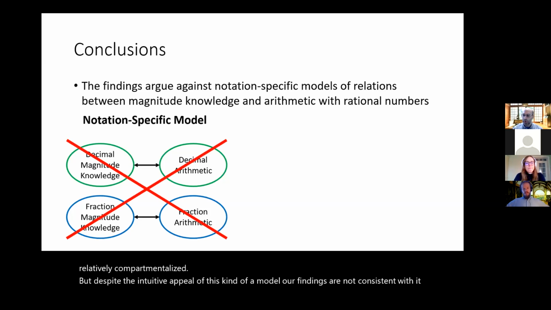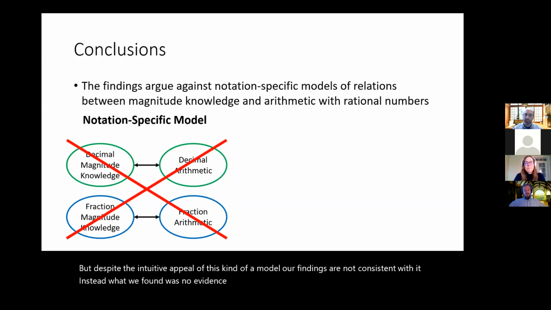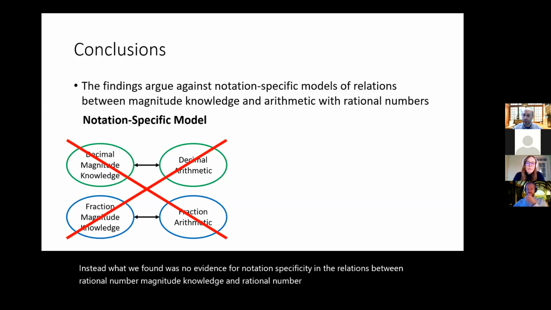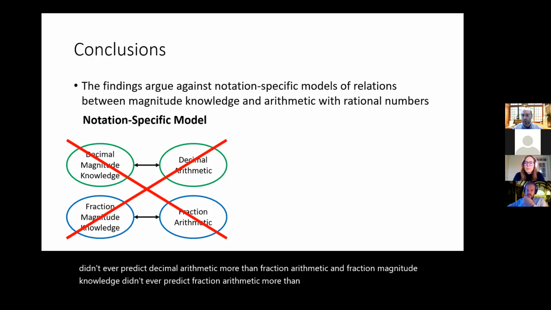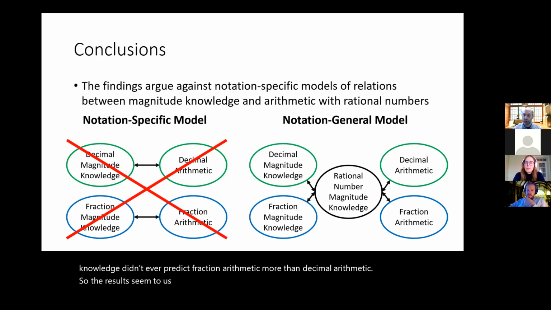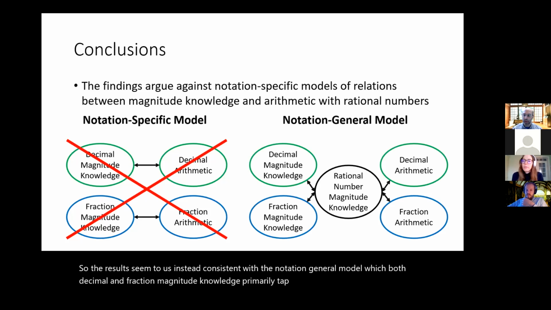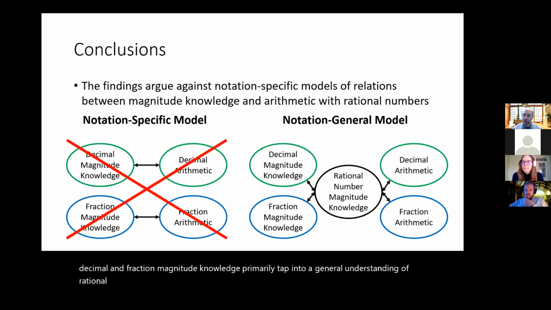Instead, what we found was no evidence for notation specificity in the relations between rational number magnitude knowledge and rational number arithmetic. Decimal magnitude didn't ever predict decimal arithmetic more than fraction arithmetic, and fraction magnitude knowledge didn't ever predict fraction arithmetic more than decimal arithmetic. So the results seem to us instead consistent with the notation general model, in which both decimal and fraction magnitude knowledge primarily tap into a general understanding of rational number magnitudes, which in turn is related to both decimal and fraction arithmetic skill.